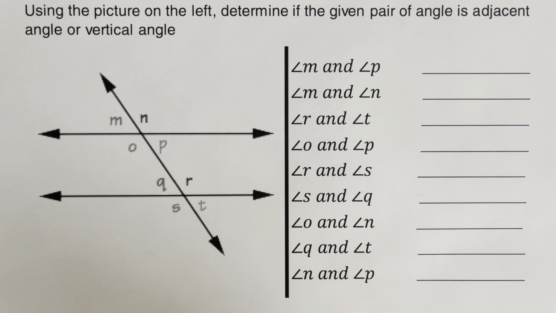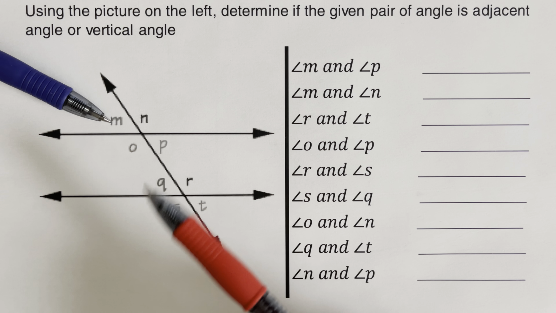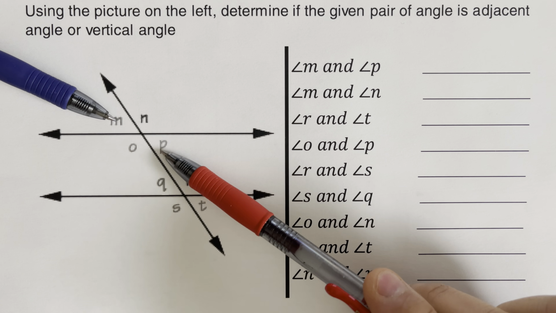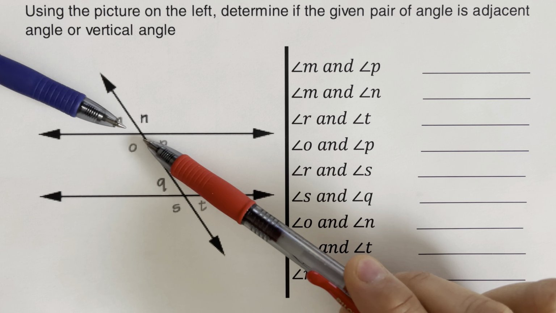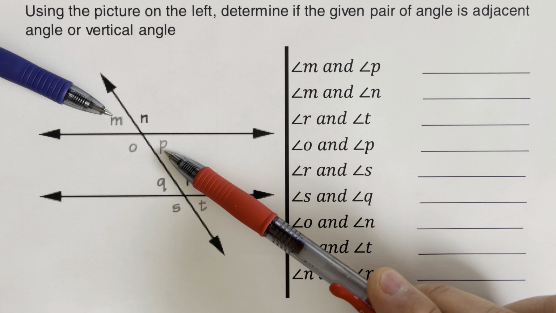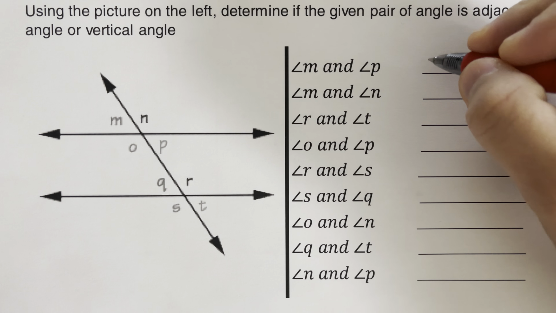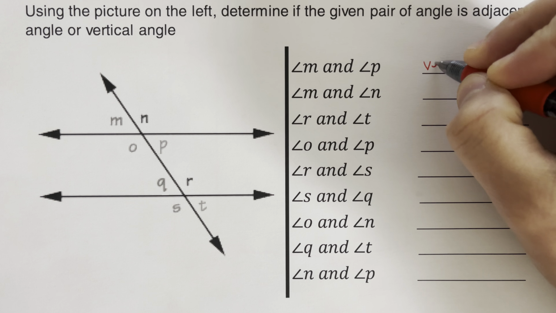We're going to start with the first three, and then I will give you time to do the rest. We have angle M right here, and angle P right here. Angle M and angle P are opposite from each other. They are across from each other, which means that they are vertical angles. I'm just going to write vertical angle right here.